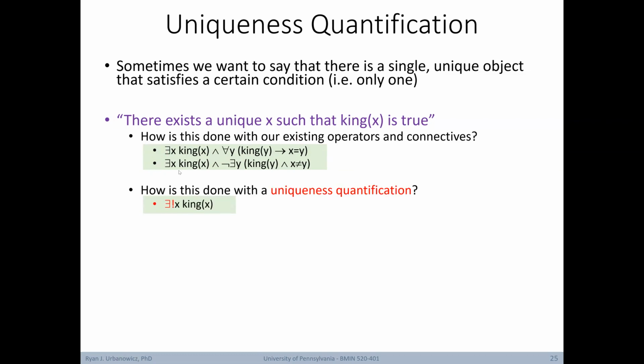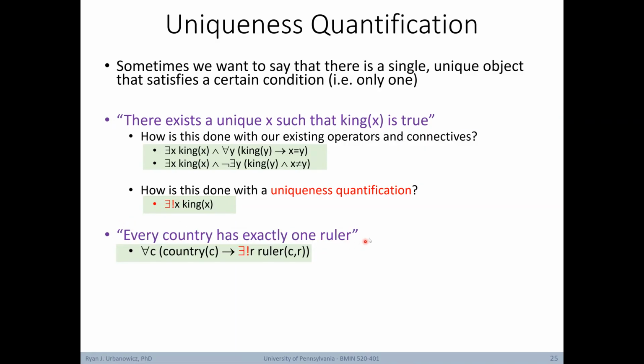However, we can do this more easily using a uniqueness quantification. This can be represented with the existential quantifier and an exclamation point as a symbol. In other words, there is one x where x is king. Let's try this out in another sentence. Every country has exactly one ruler. For all C, if C is a country, then there exists one R where R is ruler of C.